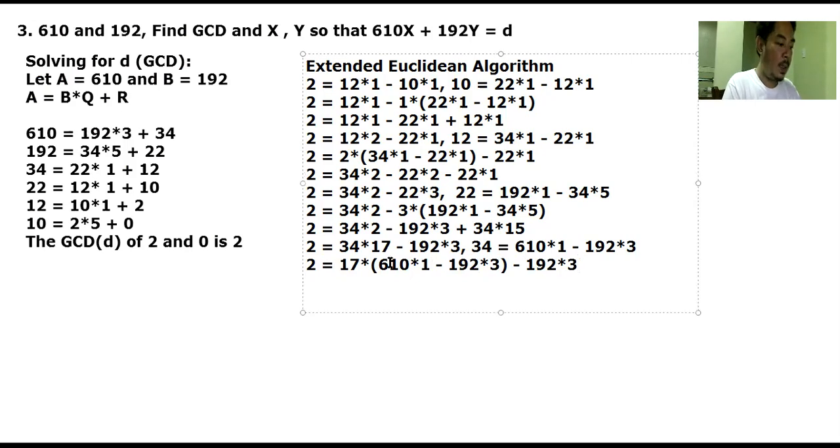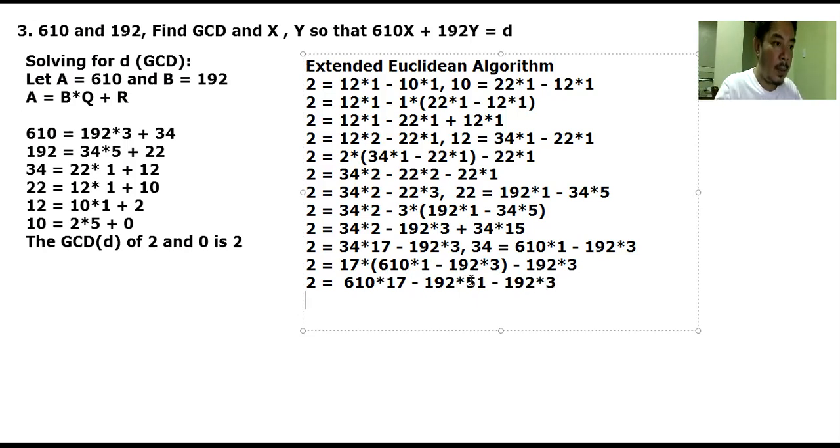So simplify natin. So 2 equals 2. So 17 times 1. So magiging 610 times 17 minus ito daw, so negative. So 3 times 17. So 51. So minus 192. 51 minus 192. 192 times 3. So, ilan yan? 51 tsaka 3. So, meaning, we have 54.